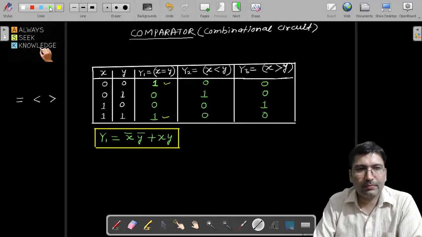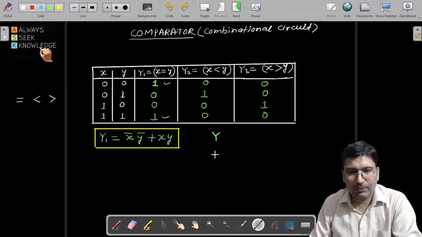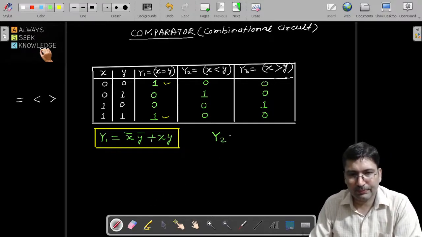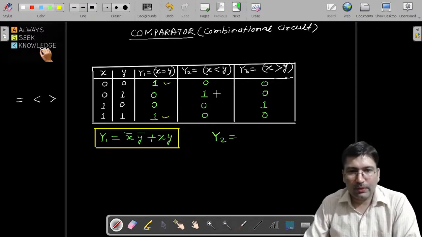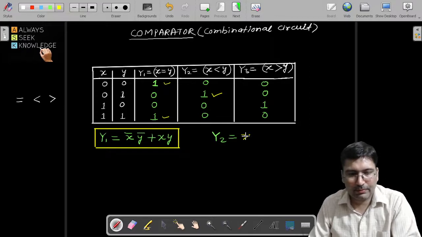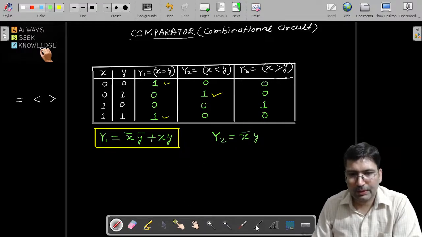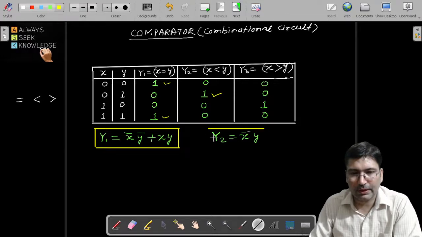Now let's write the expression for y2. So for y2, what is the expression? If you consider, y2 is high only at one place, and that is x bar y, x complement y. So you write here x complement y. So this is the possible Boolean expression for y2. y2 is a Boolean function, right? Because a comparator can give you three different outputs.